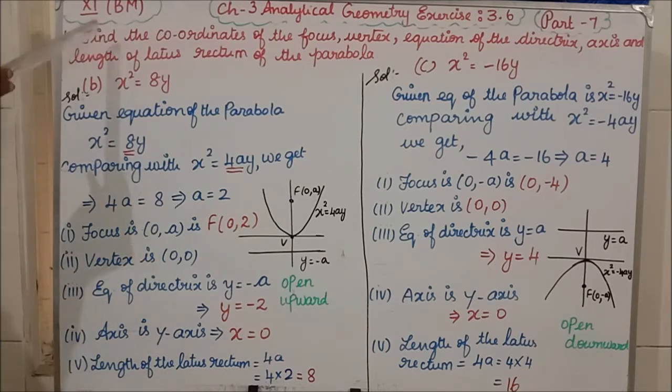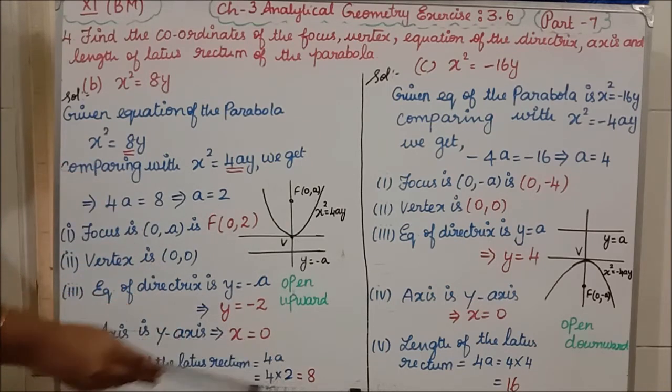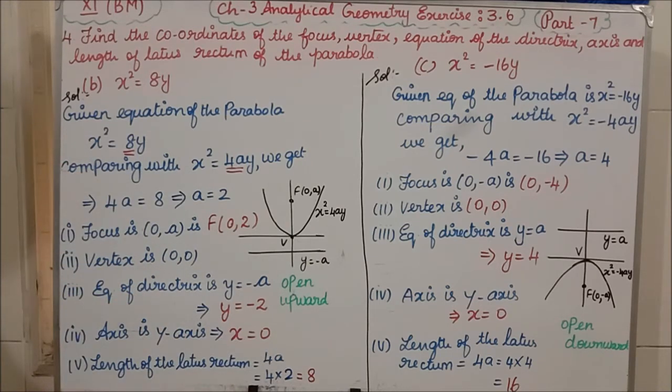Clear? Then the last one is length of the latus rectum. I told you before itself, the length of the latus rectum is the same for all the 4 types of parabola, which is 4a. So 4 into the a value, which is 2. So 4 into 2 is equal to 8. Clear students, all of you? That was the fourth question, B subdivision. Next, in the fourth question, we'll see the C subdivision.